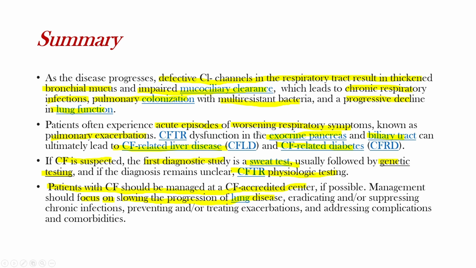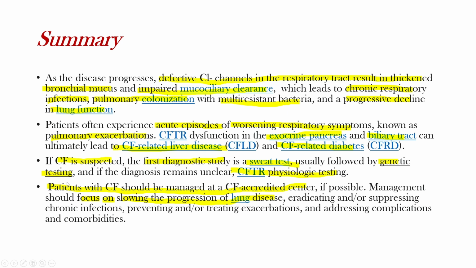CFTR dysfunction will also cause problems in the pancreas and the liver. So in the pancreas, it will cause CF-related diabetes, and in the liver, we will have CF-related liver disease. So if CF is suspected, we will do a couple of tests, for example a sweat test, genetic testing, and CFTR physiologic testing.